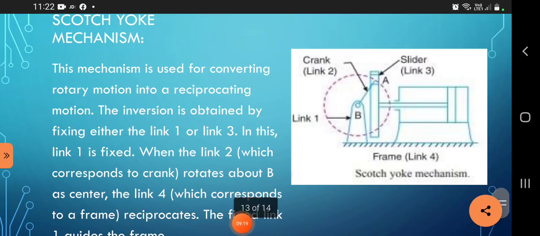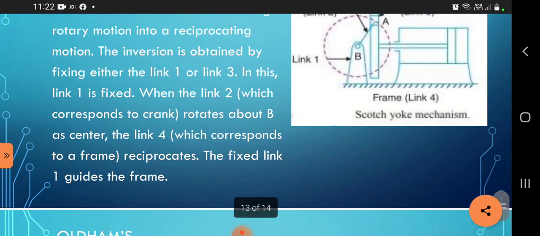Scotch yoke mechanism. This mechanism is used for converting rotary motion into reciprocating motion. The inversion is obtained by fixing either link 1 or link 3. In this, link 1 is fixed. When link 2, which corresponds to the crank, rotates about B as center, link 4, which corresponds to the frame, reciprocates. The fixed link 1 guides the frame.